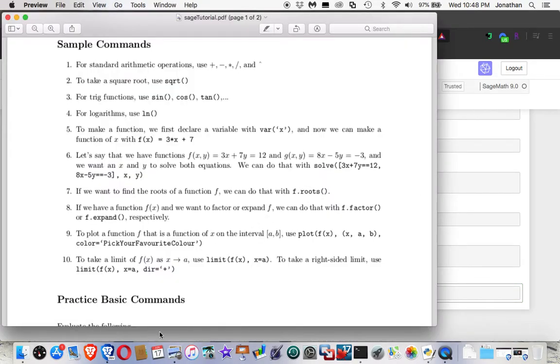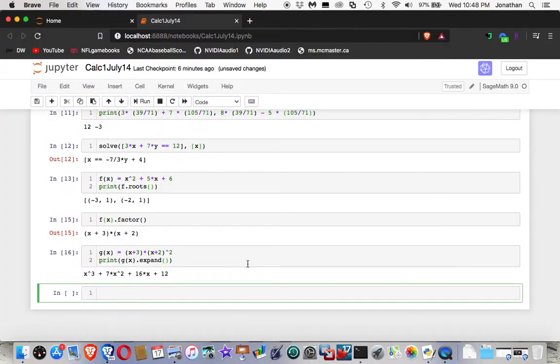Okay, and then we can also plot a function. So let's take the g of x that we've defined and let's plot it. I'll plot x from minus 4 to minus 1, because we said that the roots for this are going to be minus 3 and minus 2. So we'll plot it around there.